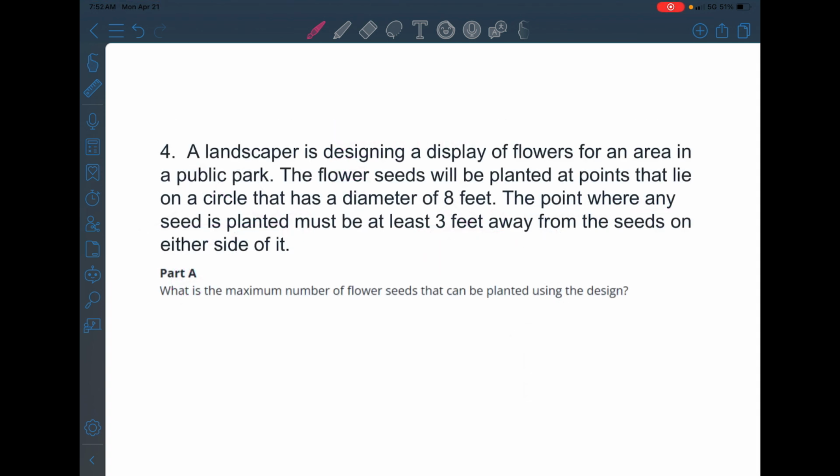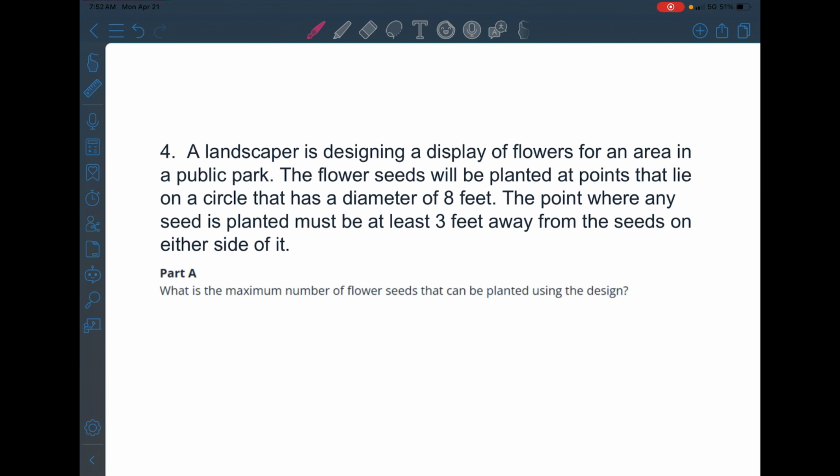A landscaper is designing a display of flowers for an area in a public park. The flower seeds will be planted at points that lie on a circle that has a diameter of 8 feet. The point where any seed is planted must be at least 3 feet away from the seeds on either side of it. What is the maximum number of flower seeds that can be planted using the design?